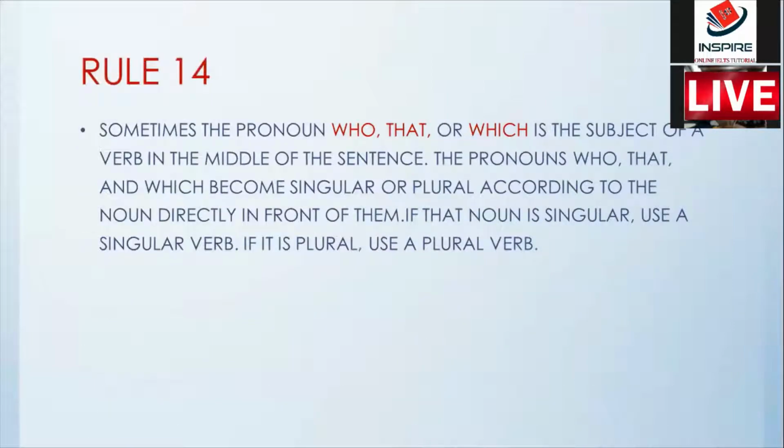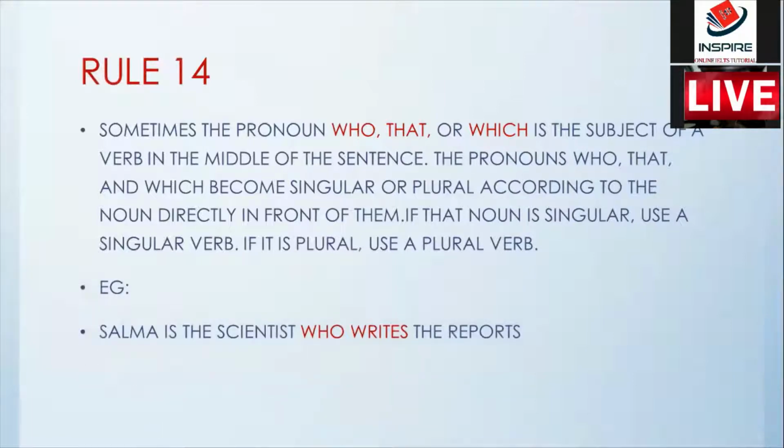Then rule 14, sometimes the pronoun who, that or which is the subject of a verb in the middle of the sentence. The pronouns who, that and which become singular or plural according to the noun directly in front of them. If that noun is singular, use a singular verb, and if it is plural, use a plural verb. For example, you can see Salma, who is the scientist who writes the reports.